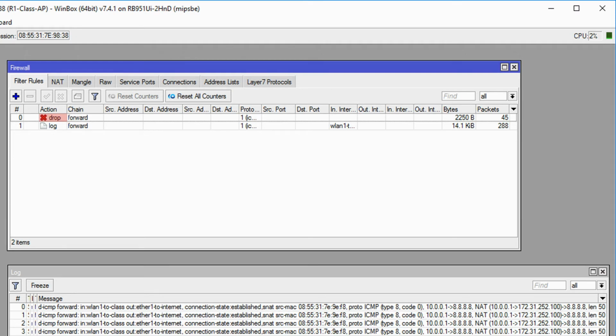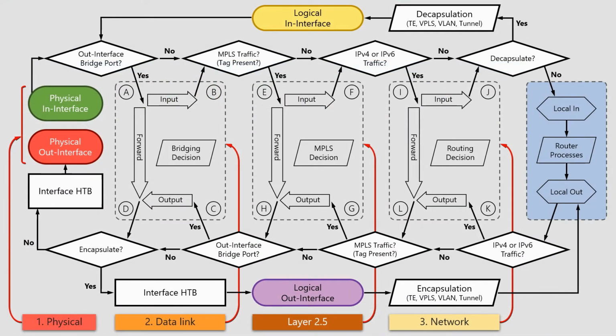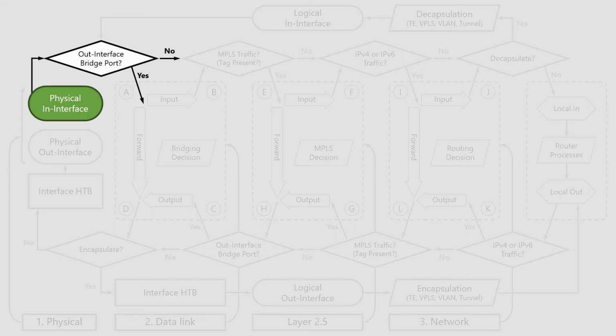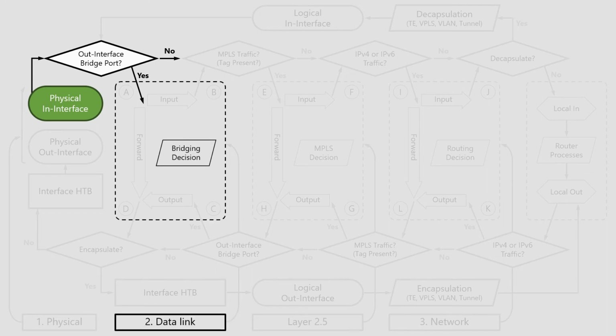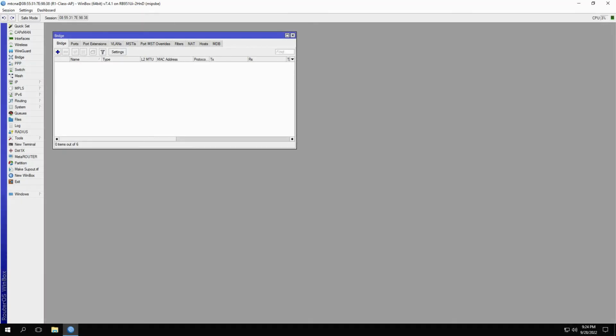Now that we're familiar with the three main principles of firewall filters, let's see the path a forwarded packet takes on the packet flow diagram. Once a packet enters our router from the physical in interface on the physical layer, it will first reach the conditional step that checks for a bridged out interface port. If the answer is yes, it will enter the bridging decision on the data link layer. For bridging configurations in Winbox, you can refer to the bridge menu.